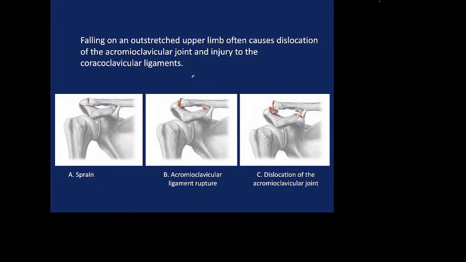Because of these strong ligaments, when people fall on an outstretched upper limb, it follows the dislocation of the acromioclavicular joint, and sometimes comes injury to the coracoclavicular ligament, as you see here. The articular capsule is torn, and one or both ligaments are damaged.